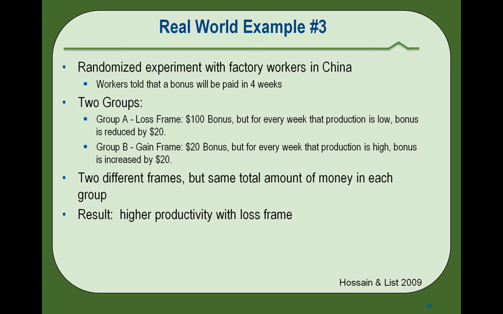Workers in Group B were told that they would get a low bonus, but that they would get additional money for each week that their productivity was high. So as you can see, the incentive amount is exactly the same. A worker that had the same amount of productivity would get paid exactly the same under either one of these structures, but it's just the structure or the framing that's different. Okay, so it turns out in this case that the framing for Group A, which we can call the loss frame, was more effective, and those workers were more productive.